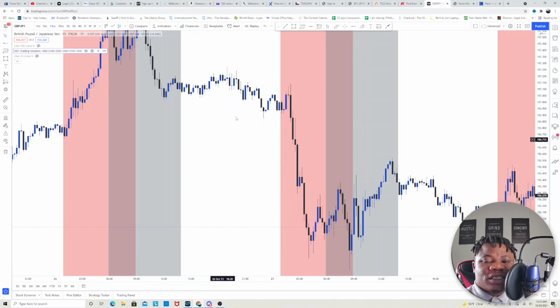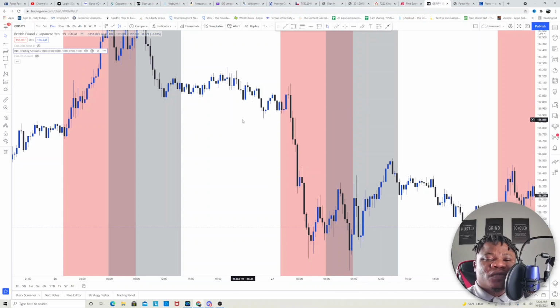Now right here I have this white background. This is my Asian session, and this is my London session, New York session, and this is also New York session as well. This gray background is the New York session going into the New York Stock Exchange session. So this is still the New York session as well. We have London, then New York session.